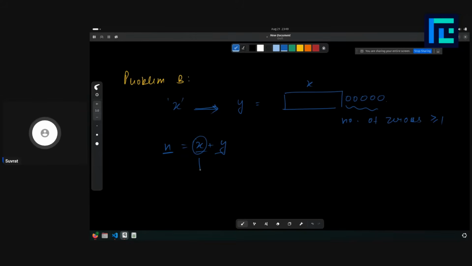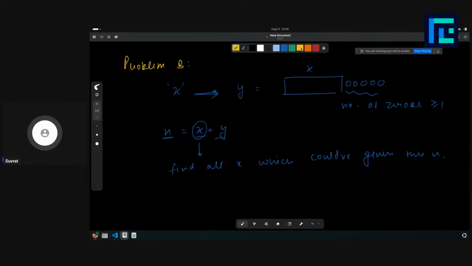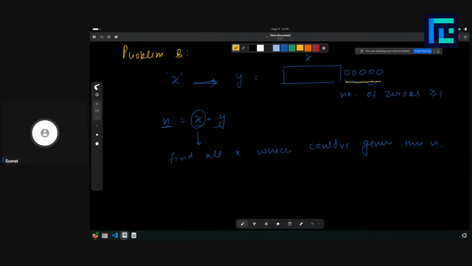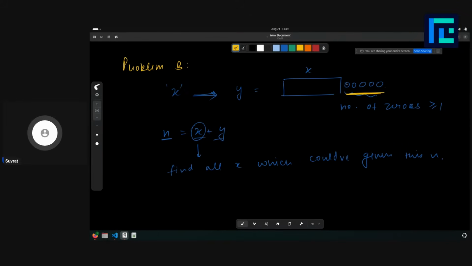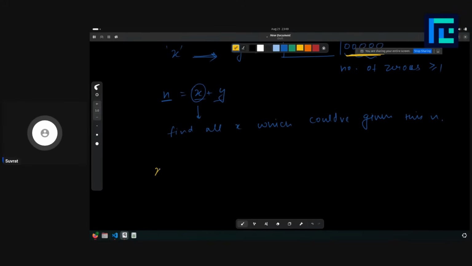We need to find all the suitable x's, all the x which could have given this n. So basically appending zeros at the end of some number is basically just multiplying it by some power of 10. For example, let's say I had x is equal to 1012, and then y is equal to, let's say I take 1012000. So y is nothing but 1012 into 1000.